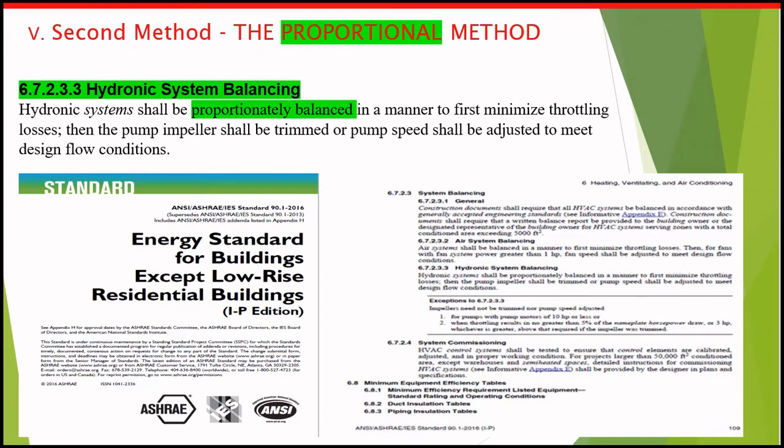The second method of balancing is the proportional method. This method is recommended in ASHRAE Standard 90.1, Energy Standard for Buildings. The statement there in Section 6.7: hydronic systems shall be proportionally balanced in a manner to first minimize throttling losses. Then the pump impeller shall be trimmed or pump speed shall be adjusted to meet design flow conditions.